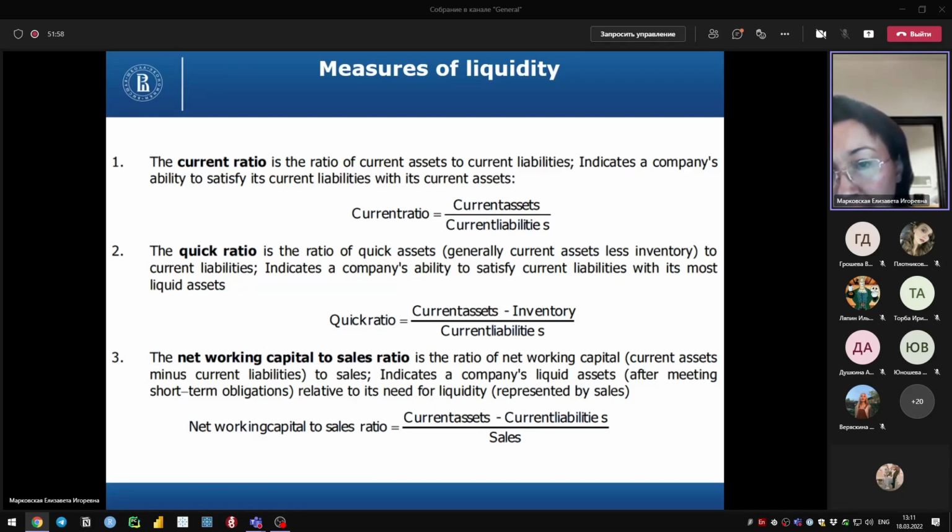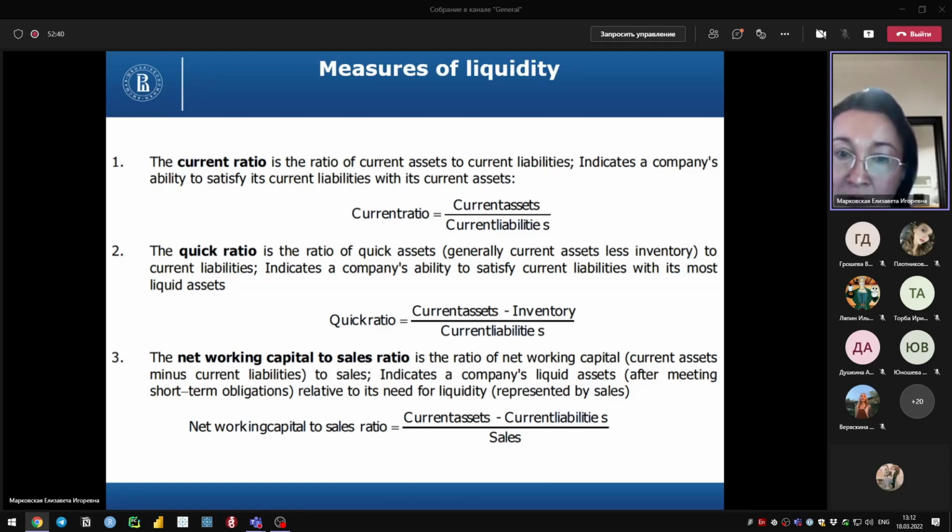The interpretation. In order to get the interpretation, again, we have to know that there are normative values, and also we have to compare these ratios calculated in the current period with the ratios calculated for the previous periods. As for the normative values, in this lecture folder, you can find a ratio analysis file in Microsoft PowerPoint.